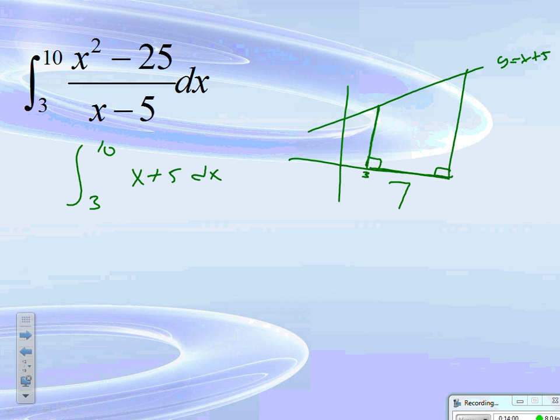This length would be 8, because this would be the point (3, 8). And the other base has a length of 15. So the area would be 1/2 of 8 plus 15 times 7. And heck, I don't even have to simplify that. That's correct. The hole doesn't make any difference.